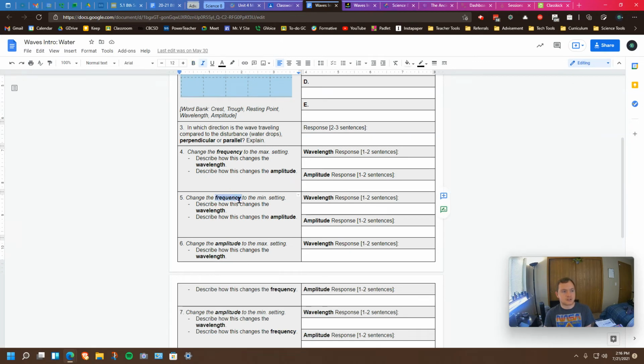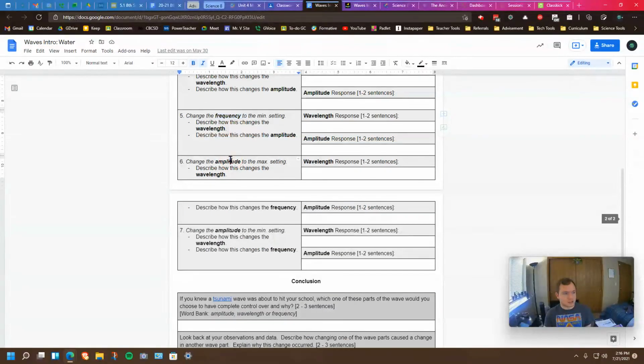You're then going to change the frequency to minimum and kind of do the same thing. How does that impact the wavelength and the amplitude? And then you're going to change the amplitude now to the max setting. How does that impact the wavelength? And how does that impact the frequency is what this should say. And then again, you're going to change it to the minimum setting. How does that change the wavelength? How does that change the frequency?